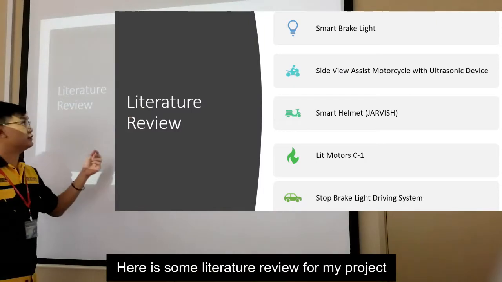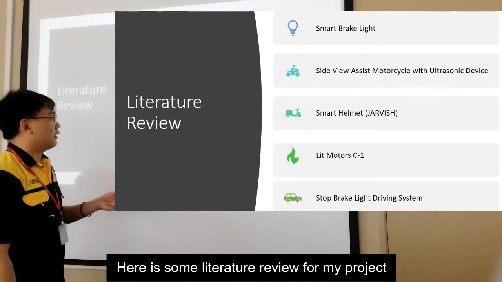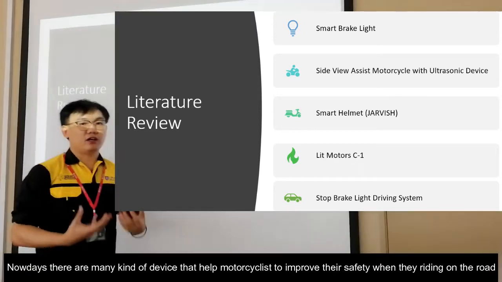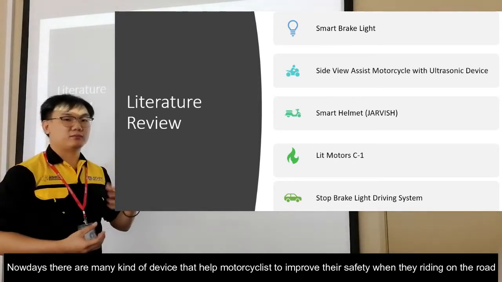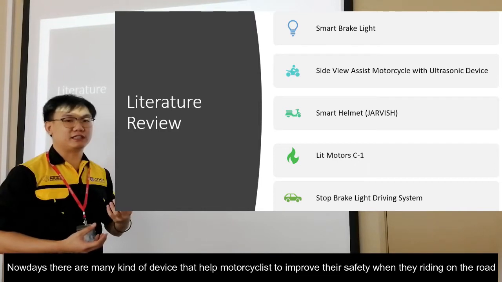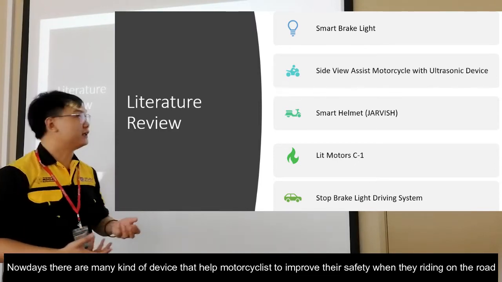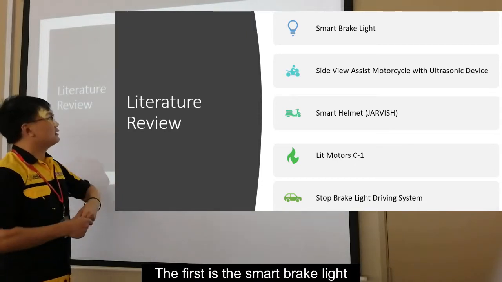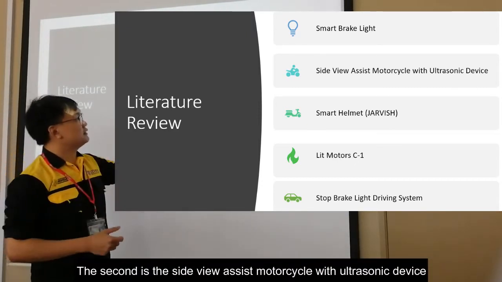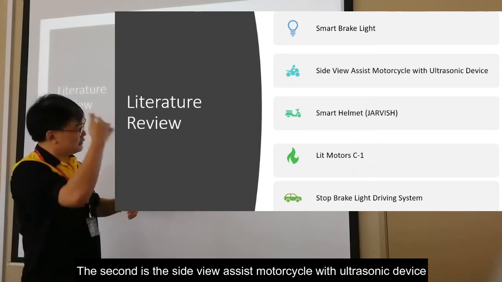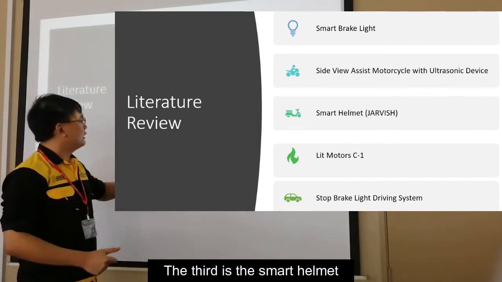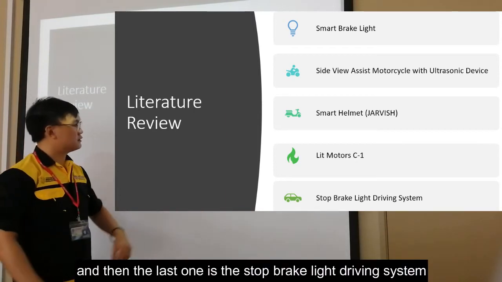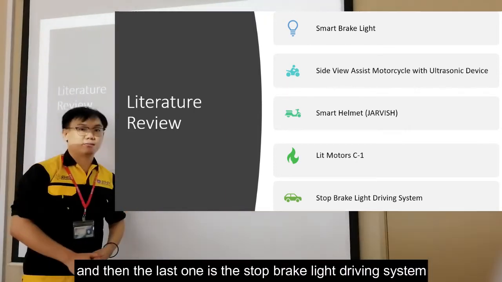Okay, this is some literature review from when I was doing this project. Nowadays there are many kinds of devices that help to improve the safety and security of the motorcyclist. So these are some examples. The first is the smart brake light. The second is the side view assist motorcycle with ultrasonic device. The third one is the smart helmet, the fourth is the lead motor, and the last one is the stop brake light driving system.